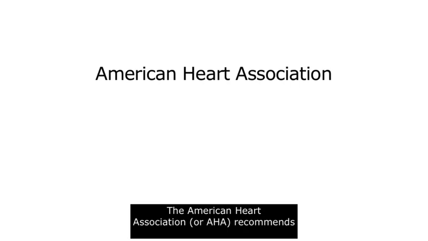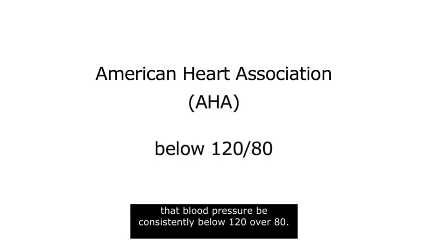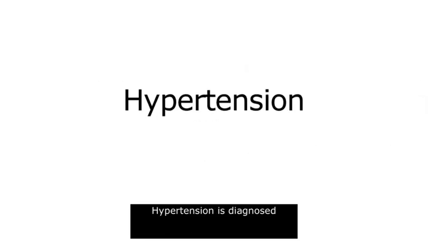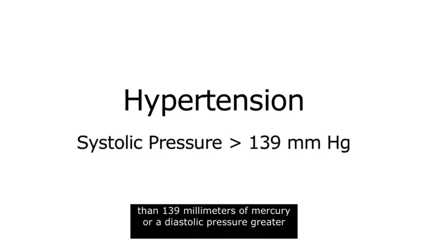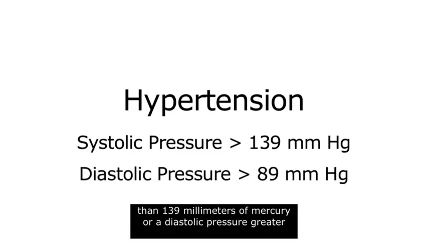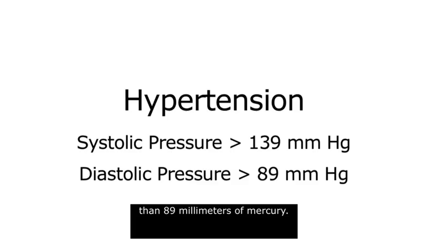The American Heart Association, or AHA, recommends that blood pressure be consistently below 120/80. Hypertension is diagnosed when an individual's blood pressure is elevated for 3 months or more, with a systolic pressure greater than 139 millimeters of mercury, or a diastolic pressure greater than 89 millimeters of mercury.